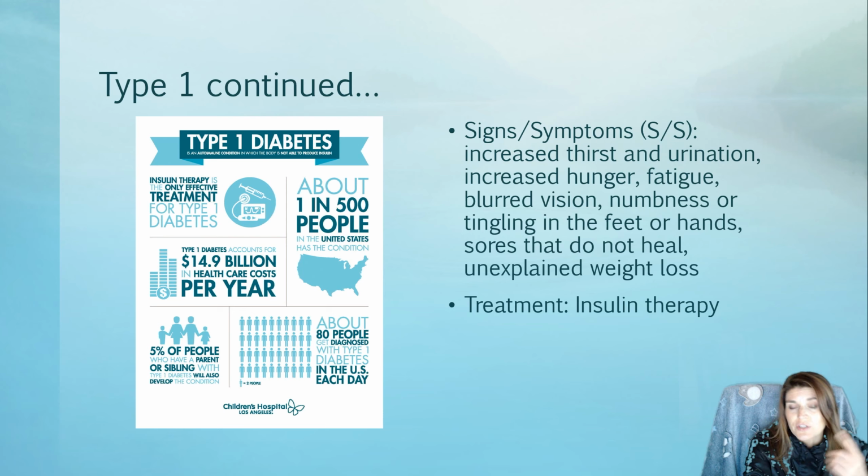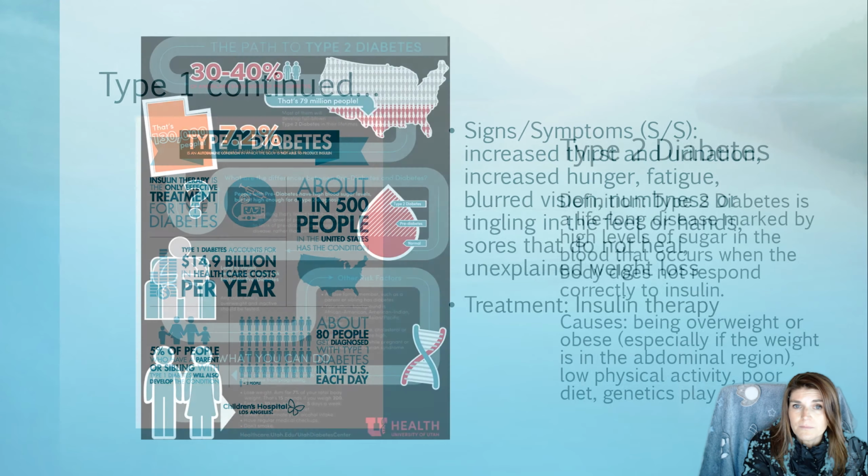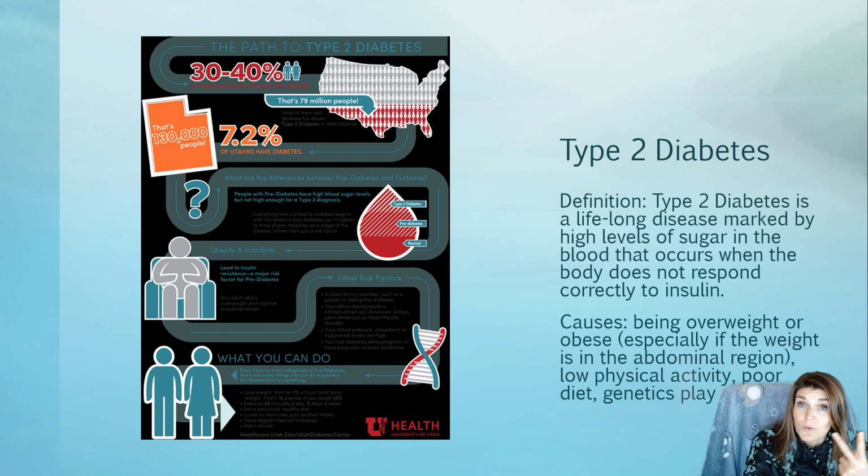So for type 1, really what they do is they have to inject insulin because their body's not making it the way that it's supposed to make it. Okay. Then we get to type 2 diabetes. Well, this is one that is more controllable, and there is a genetic component. However, if you eat right and exercise and pay attention to your sleep and your stress, those are going to be ways to battle this a little bit.